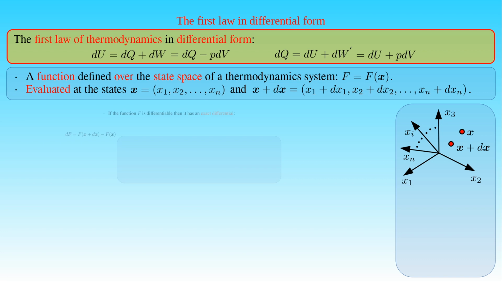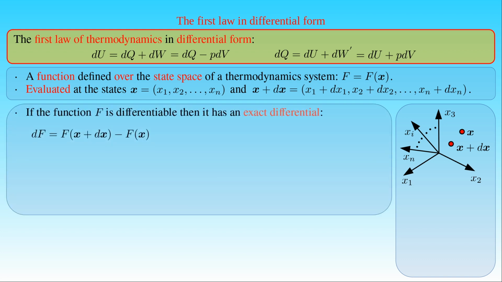Now we can write the differential of the function f as the difference between the function f evaluated at the state vector x plus the difference vector dx, and the function f evaluated at the state vector x. If the function f is differentiable with respect to the state variables, then this expression is the exact differential of the function f corresponding to the passage from the initial state to the final state. The exact differential of f can be written as the sum of the partial derivative of f with respect to the state variable xi with all the other state variables kept fixed, times the differential of xi, where the index i runs from 1 to n.